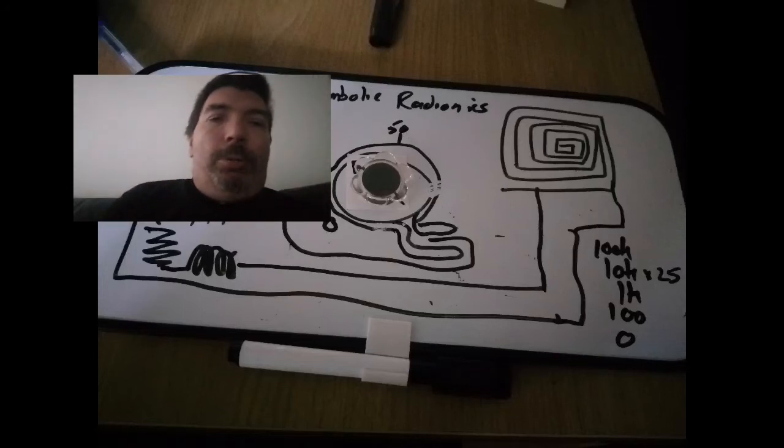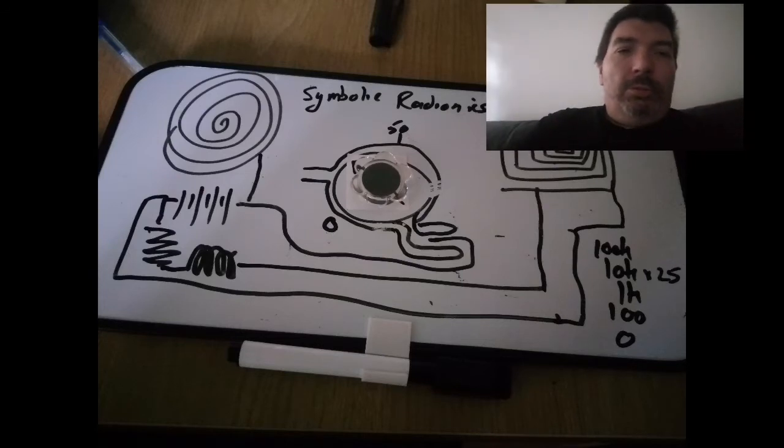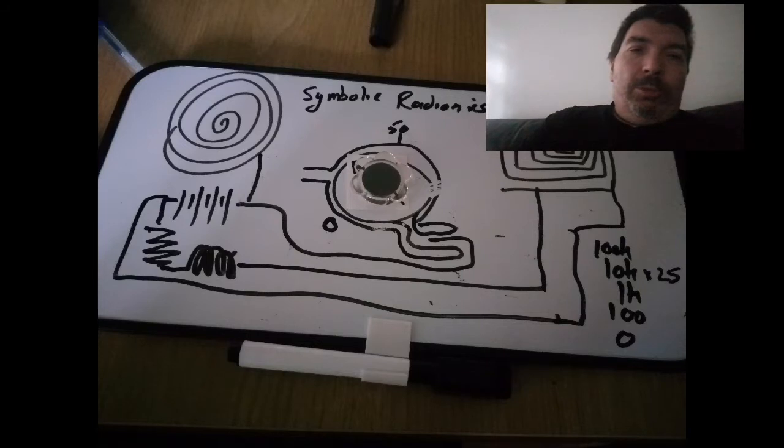Right, I thought I'd better show people what I mean when I'm talking about symbolic radionics. Let me move this out of the way. There we go. So what you're seeing in the picture is a small whiteboard with a circuit drawn on it, for want of a better phrase.